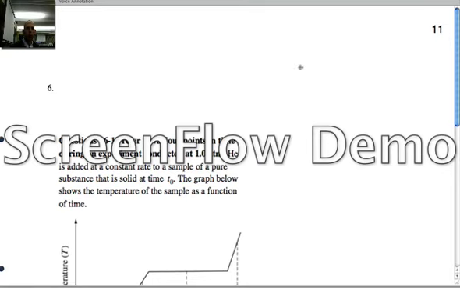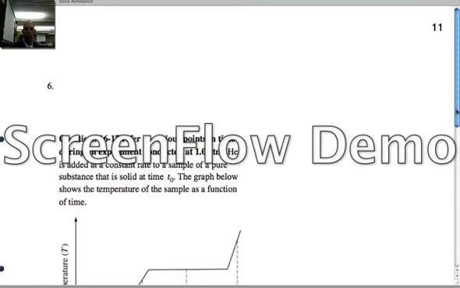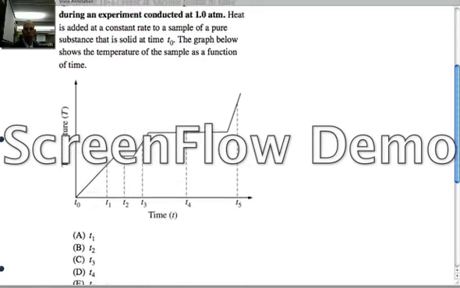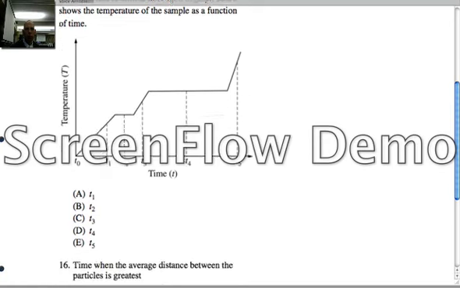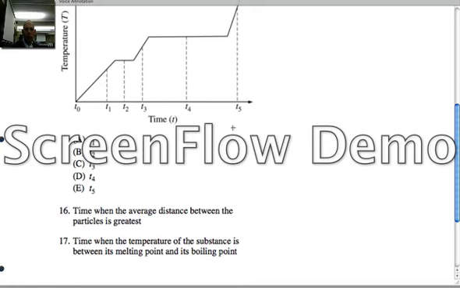All right. So it looks like here, we've got another graph. The first question says the graph below shows the temperature as a function of time. So question 16. When the average distance between the particles is the greatest, that's when it's going to be in the gas phase. So here it's a solid, here it melts, here it's a liquid, here it boils, here it's a gas, happens at point T5. So E.